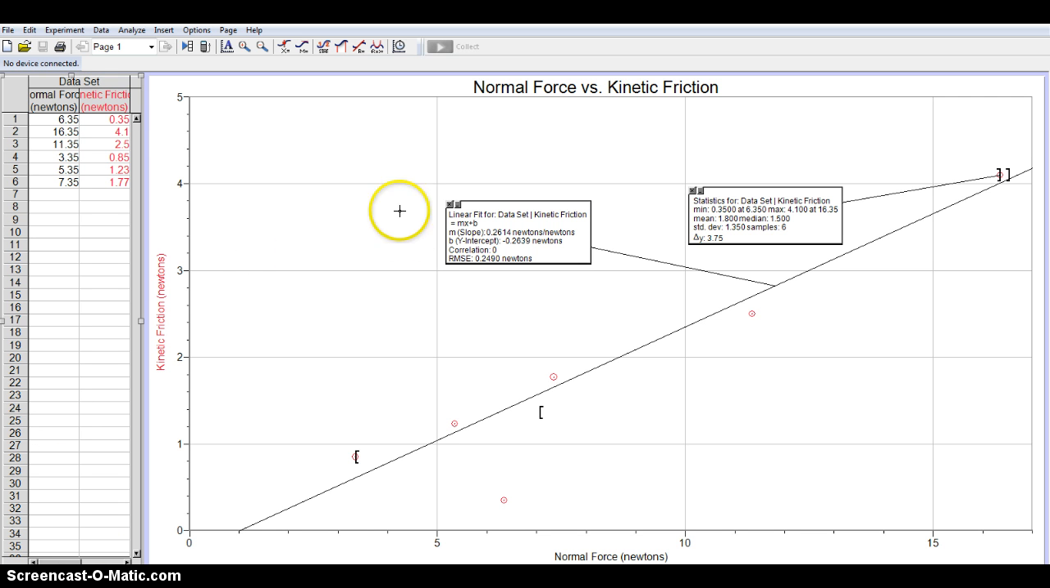And so that's that. I also had a statistics box made where it says the minimum is 0.3500 at 6.350. I didn't really understand this part. The mean is 1.800 and the median is 1.500. And I used the area from this data point to this data point to graph a linear fit line corresponding to the consistency between these points.